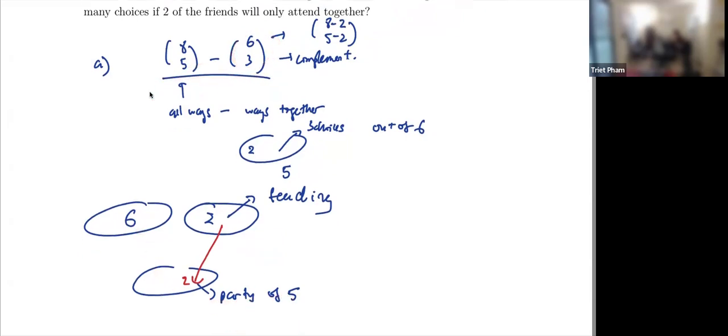Now, what about counting it directly? If you want to count it directly, which one's easier? Which one's harder? For the direct count, we'll have to go through cases, right? Because clearly, if 2 of them do not attend together, there are 2 cases. Either none of them come or one of them comes, right? So it's sort of tedious from that point of view.